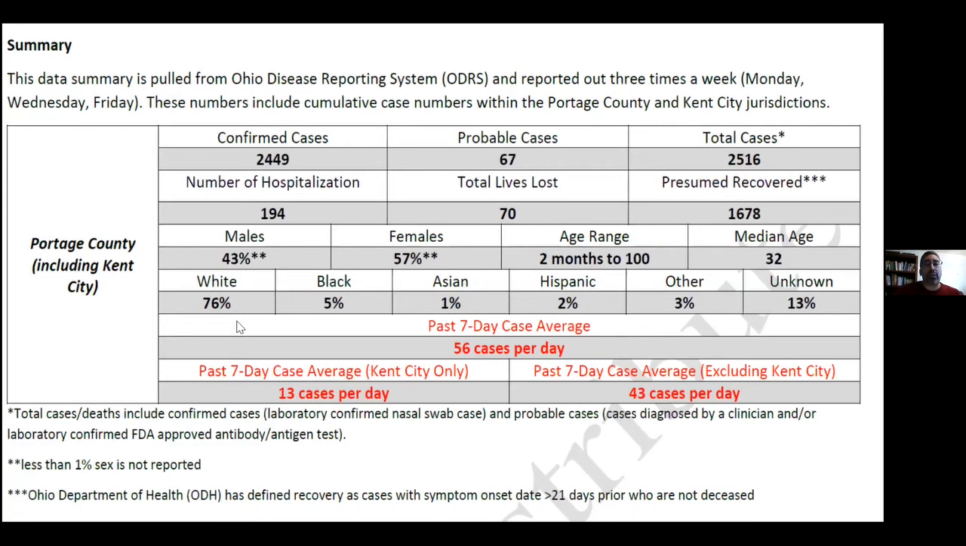This is the race distribution. Whites 76%, blacks 5%, Asians 1%, Hispanic 2%, other 3%, unknown 13%. This is just based on data that were given by the state. The 7-day case average is 56 cases per day, and that's broken down into the city of Kent, which is 13. And for the rest of the county, excluding Kent, which is Portage County Health Department's jurisdiction, is 43 cases per day.